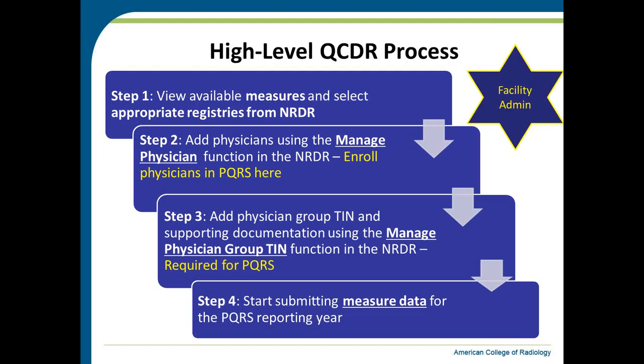We have over 60 measures, so you do not need to do all of them, just the ones that are relevant to you. The next step is that we do need to know what physicians will be participating or need to submit data to CMS. So our main function for handling that is manage physicians. And then we need to know your tax ID information. Which tax ID number do you bill for Medicare Part B services?